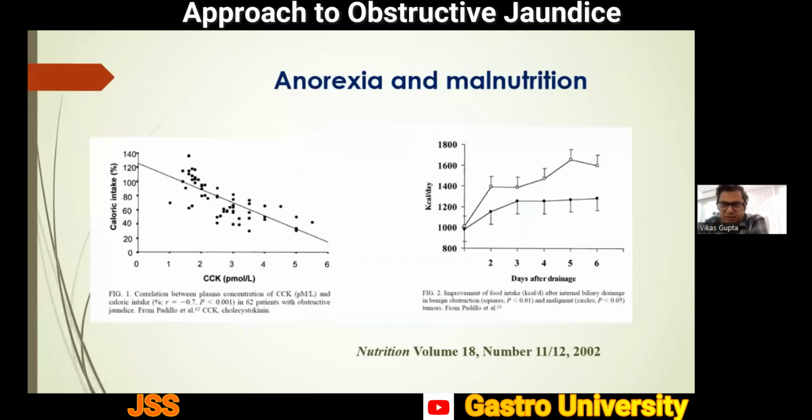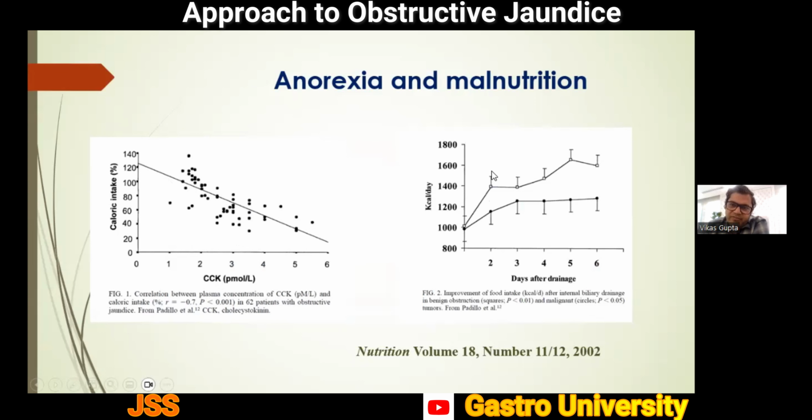So jaundice has been long associated with anorexia and malnutrition. So what causes anorexia? It has been seen that when there is no bile going into the duodenum, there is no negative biofeedback. So the cholecystokinin levels will keep on increasing. This is a graph to show that as the cholecystokinin level is increasing, the patient will become more anorexic and the patient's caloric intake will gradually decrease.